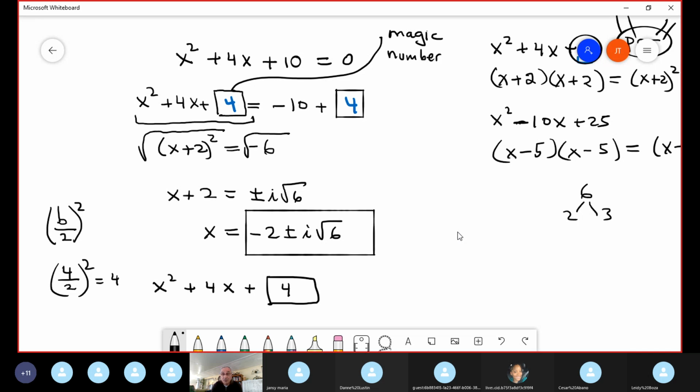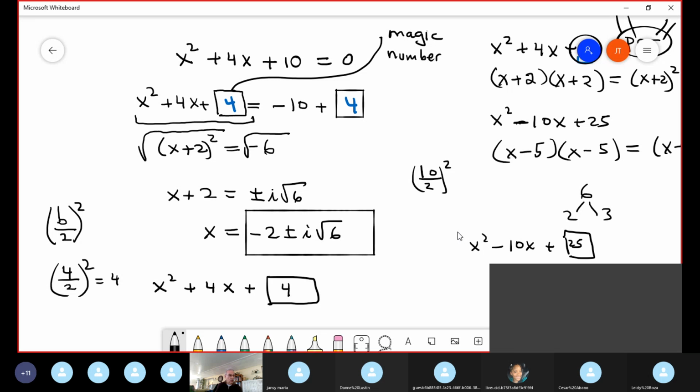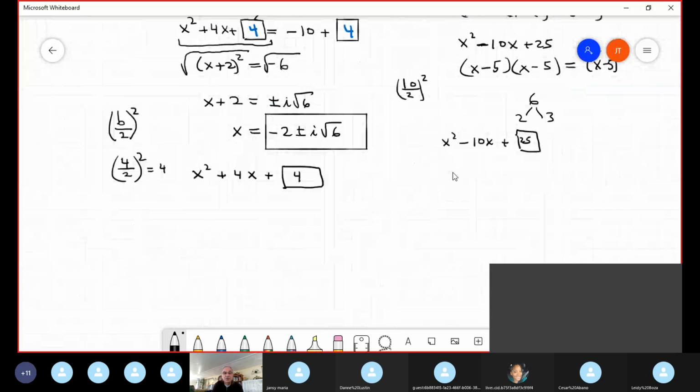It does not always happen, because in the other example, suppose this is x squared minus 10x plus box. B is 10. I don't care about the sign. The sign is not important. So the formula is 10 divided by 2 and square. 10 divided by 2 is 5, and 5 squared is 25. Do you see the formula? Do you understand the idea of how you choose the magic number? Good. Let's do one more example of completing the square.